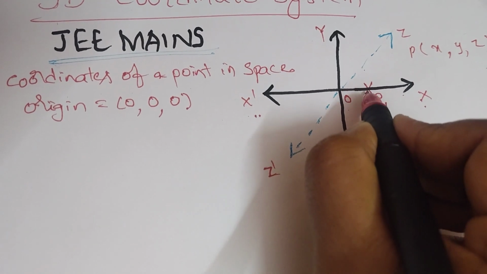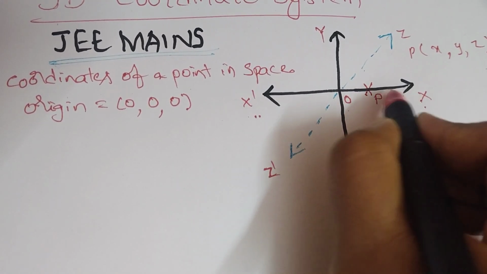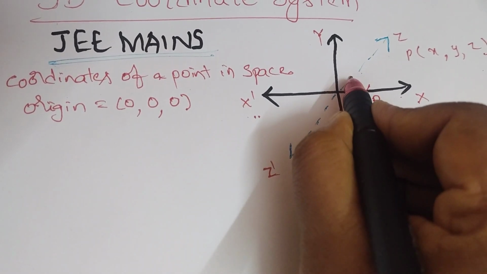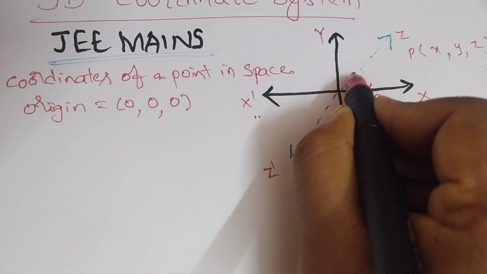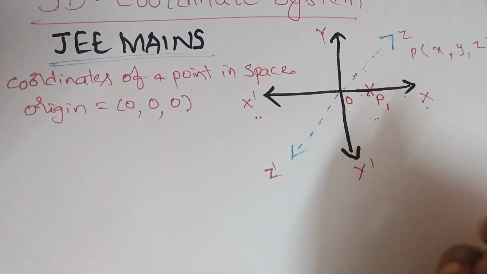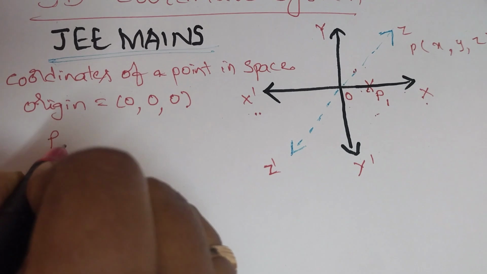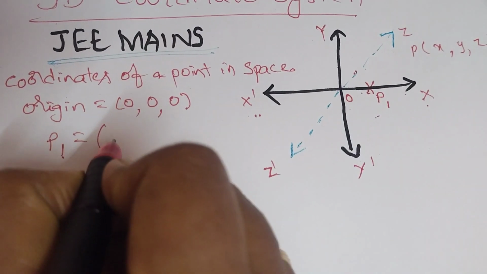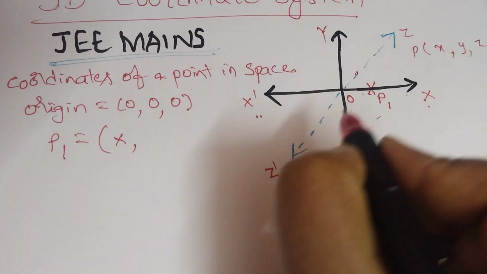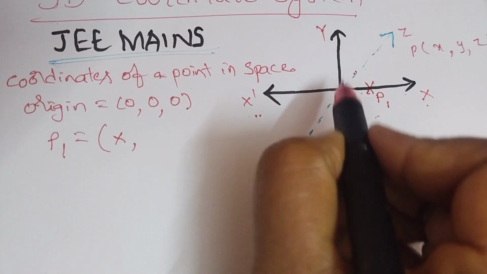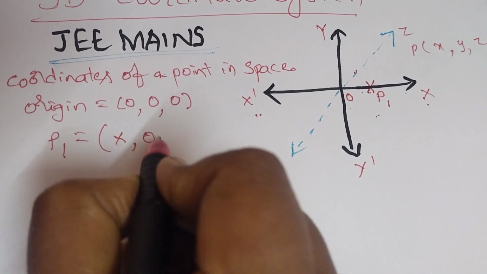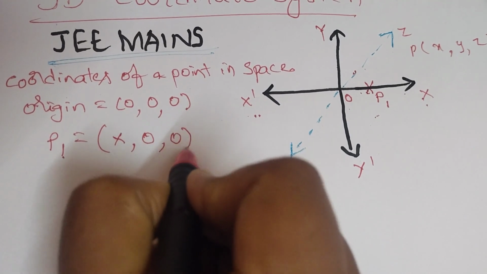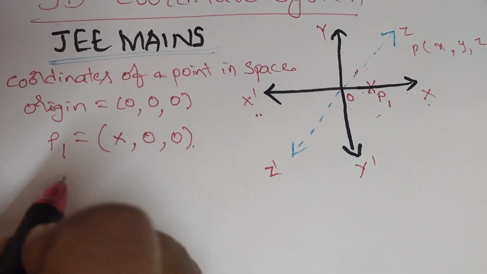When it lies on the x-axis, it has only an x coordinate. It cannot touch the y, it cannot touch the z. So y coordinate is 0, z coordinate is 0 for point P1. So what is the coordinate of P1? P1 lies on the x-axis, so we have x coordinate. But P1 does not lie on the y-axis, so y is 0. And P1 does not lie on the z-axis, so z is also 0.